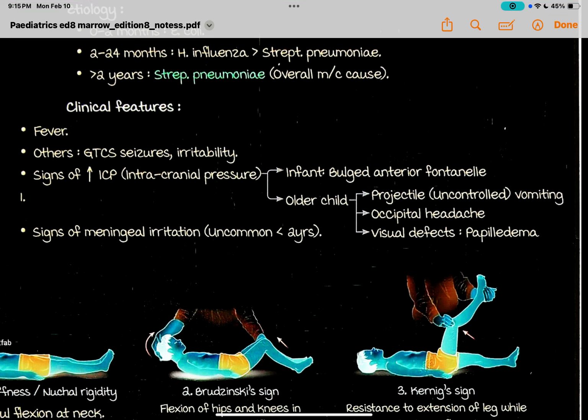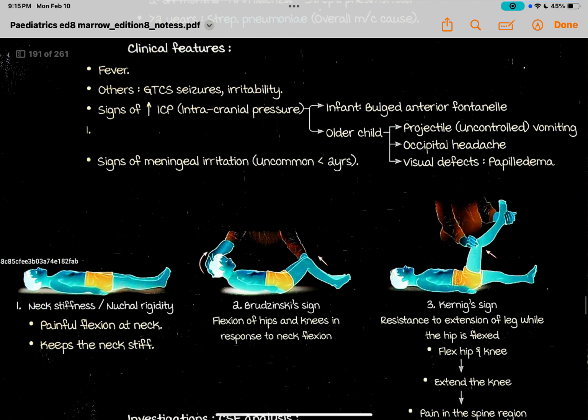Clinical features: fever, other like vomiting, seizures, irritability, signs of increased intracranial pressure: in an infant, bulged anterior fontanelle; in an older child, projectile, uncontrolled vomiting, occipital headache, visual defect, papilledema. Signs of meningeal irritation are uncommon in less than 2 years old.